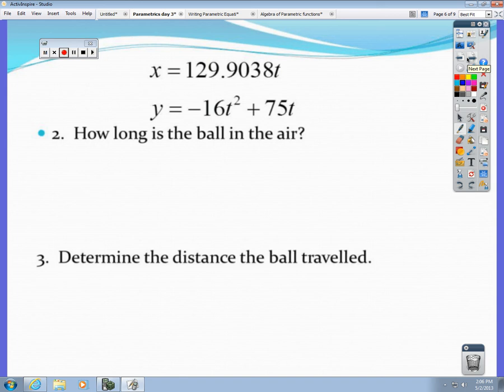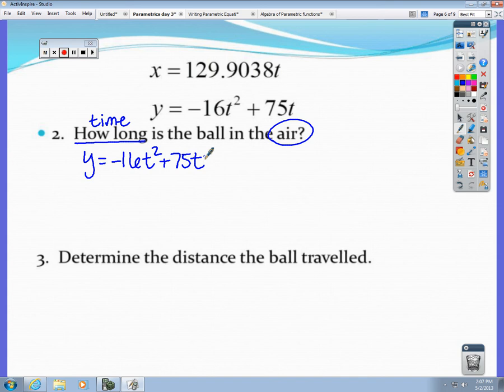Number 2, how long is the ball in the air? How long is asking me to find time. But I've got to decide, do I need my x equation or my y equation? And if it's talking about the ball being in the air, we are talking about height. And height would be y. So I'm going to use the y equals negative 16t squared plus 75t.